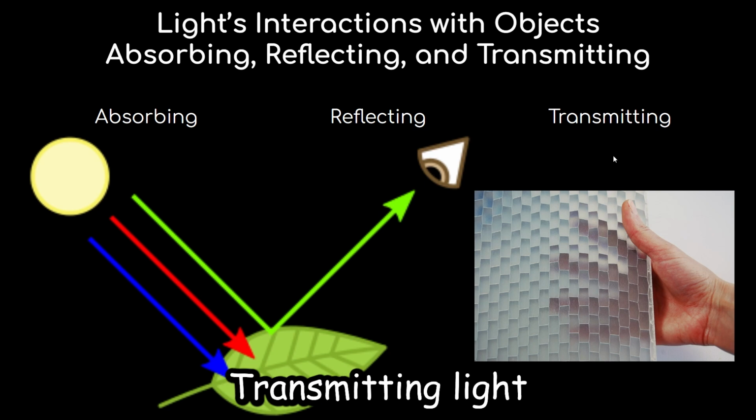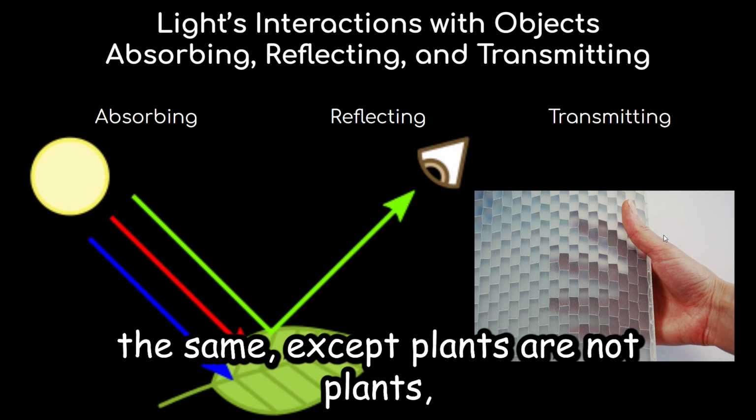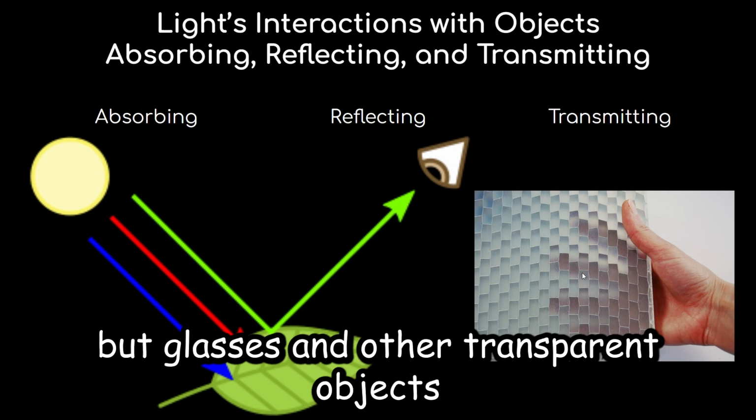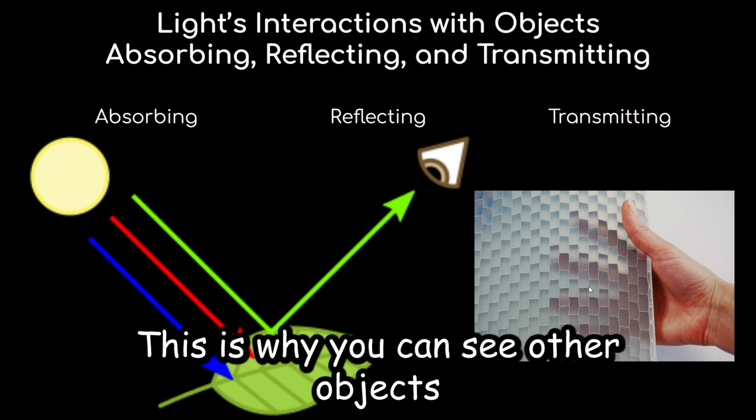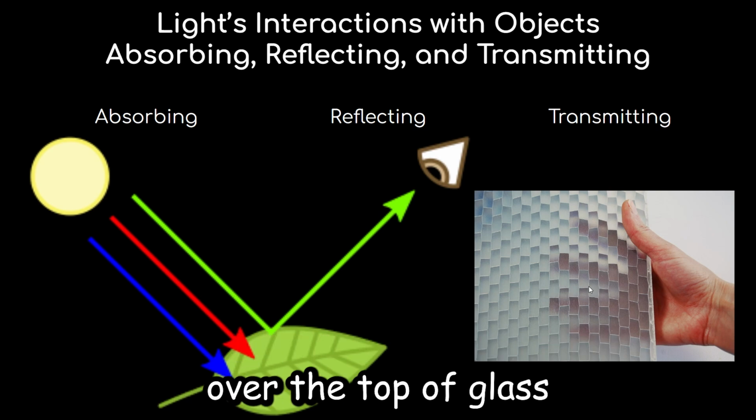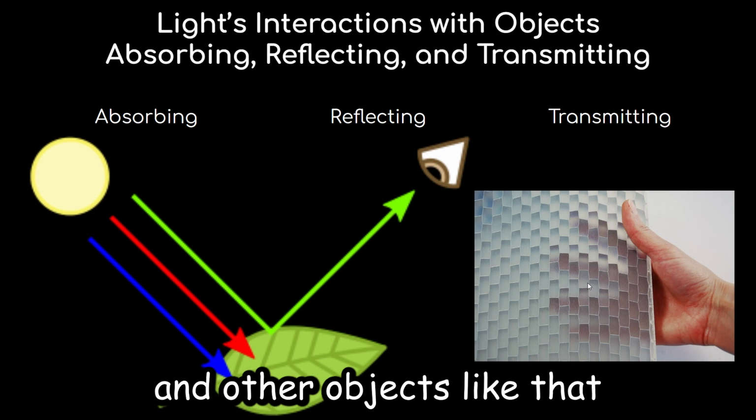Transmitting light is mostly the same, except it applies not to plants but to glasses and other transparent objects, which will have light go through them. This is why you can see other objects that are not transparent through glass and other objects like that.